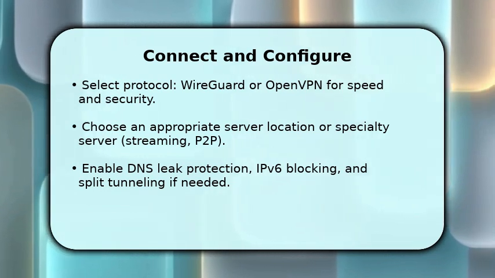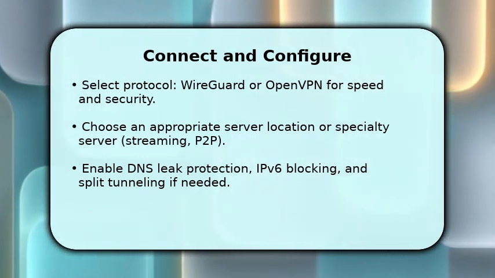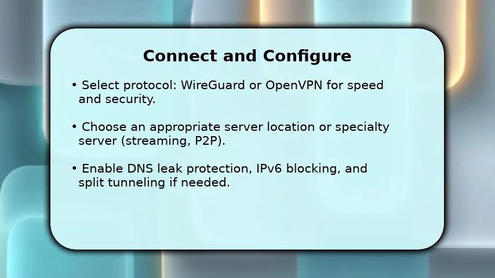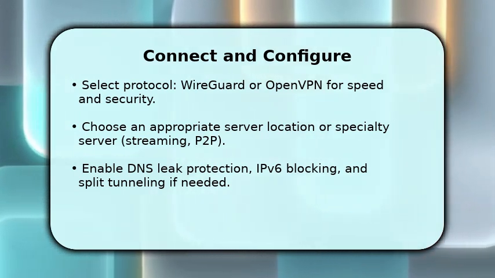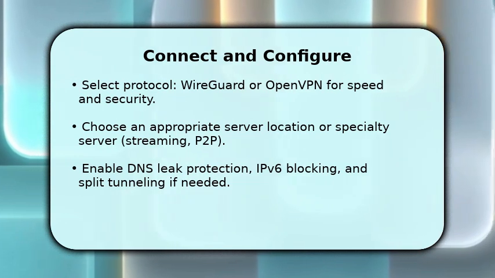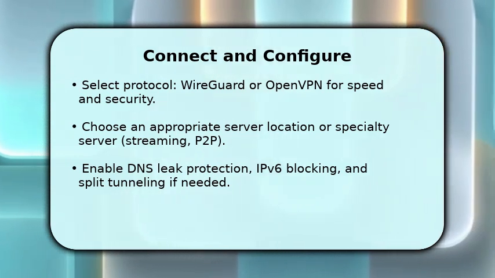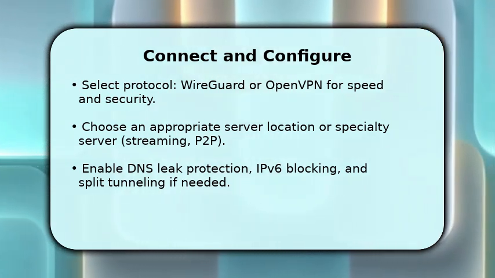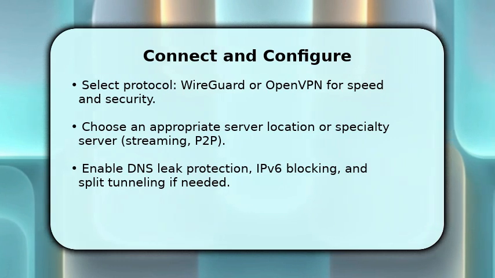Next, enable DNS leak protection and disable IPv6 to avoid accidental leaks. If you need certain apps outside the VPN, configure split tunneling. Once done, connect and confirm the app shows an active secure tunnel and a new IP from your chosen country.